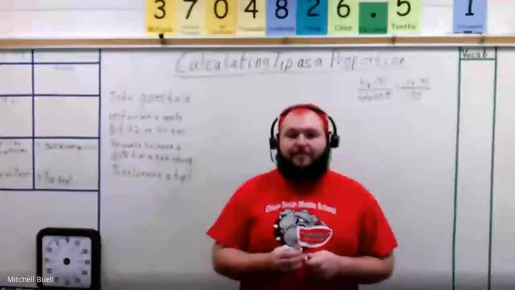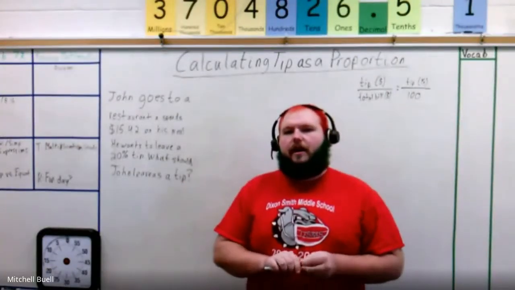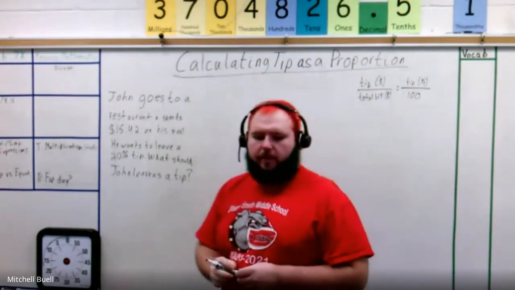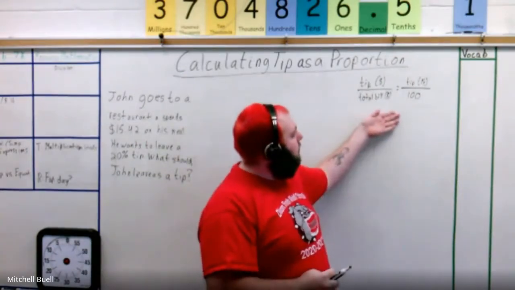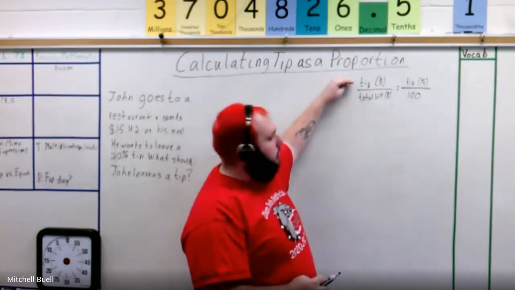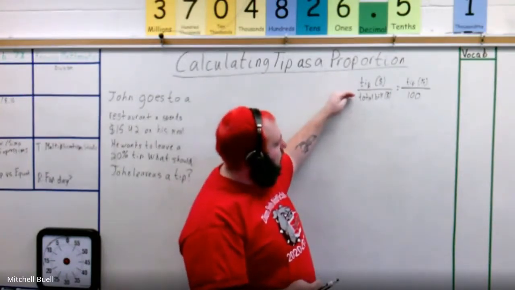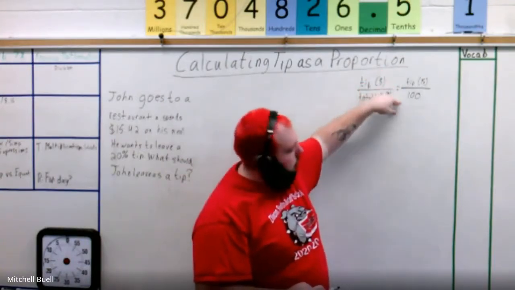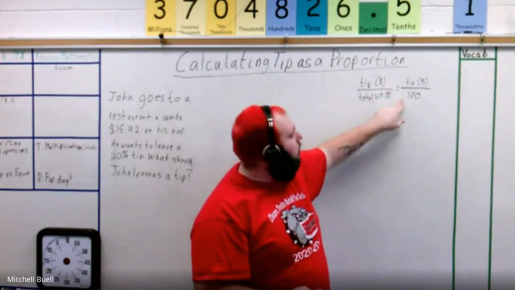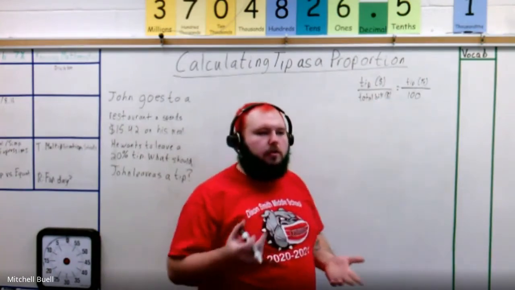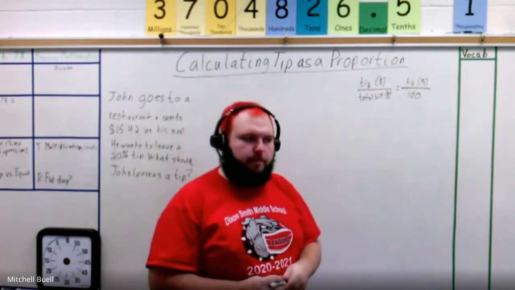All right, so today we are going to work on how to calculate tip as a proportion. So we are going to be using this algorithm of our tip as an amount in dollars over the total bill in dollars, which is equal to our tip as a percentage over 100. Now that 100 is a given. It's always there. So we never actually have to be told about that 100.